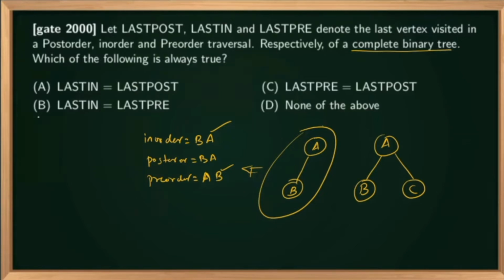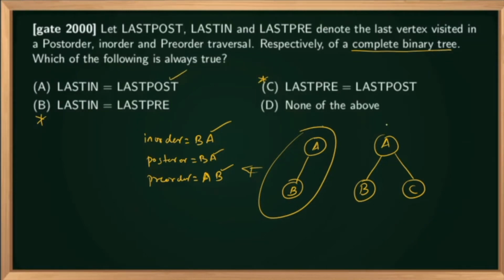This choice is wrong, right? Last in-order, here I am getting A, and last pre-order I am getting B, right? So choice B is wrong. Also, I know that last pre-order is B, and last post-order is A, right? So that means choice C is also wrong. So with this example, I am able to prove that B and C are wrong. I had to break this one, right?